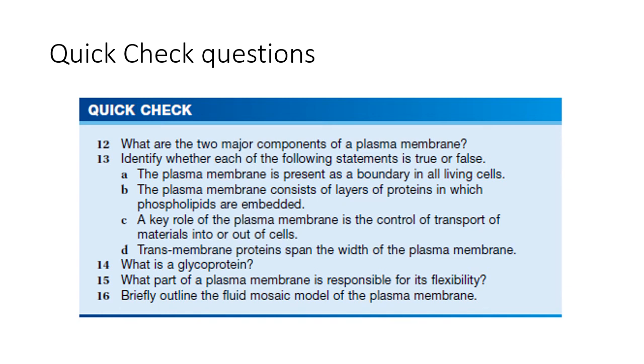So firstly, what are the 2 major components of a plasma membrane? Identify whether each of the following statements is true or false. A, the plasma membrane is present as a boundary in all living cells. B, the plasma membrane consists of layers of proteins in which phospholipids are embedded. C, a key role of the plasma membrane is the control of transport of materials into or out of cells. And D, transmembrane proteins span the width of the plasma membrane.